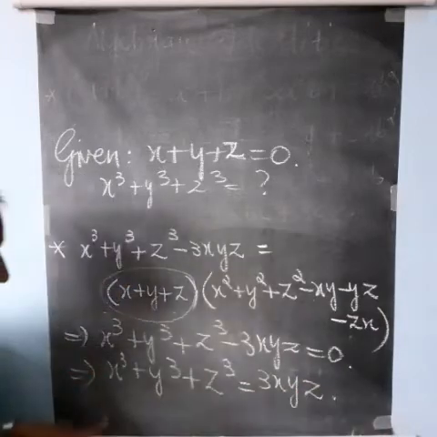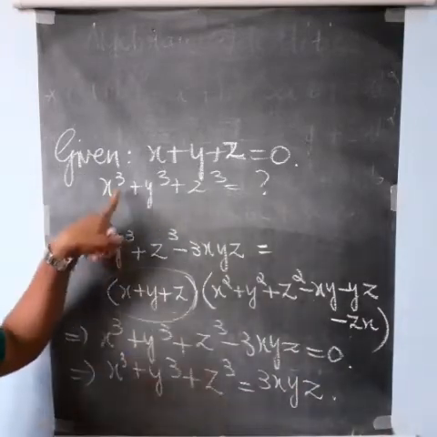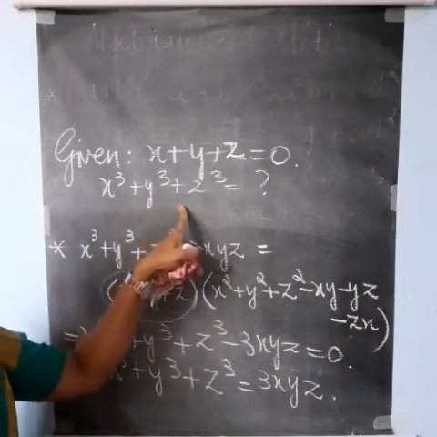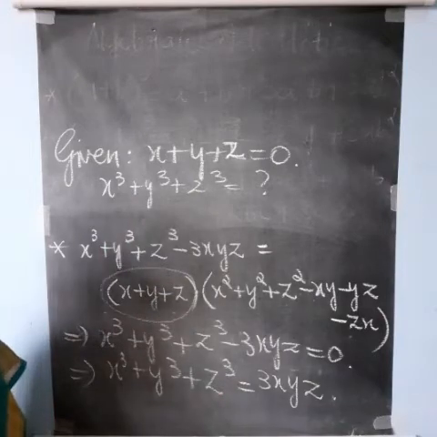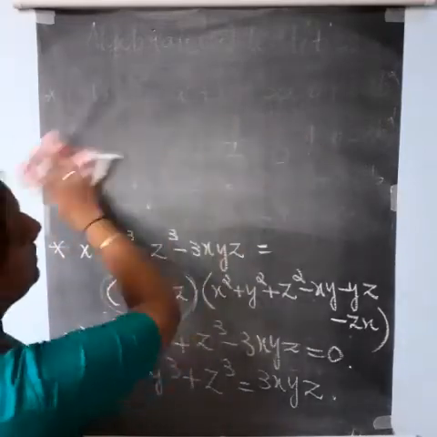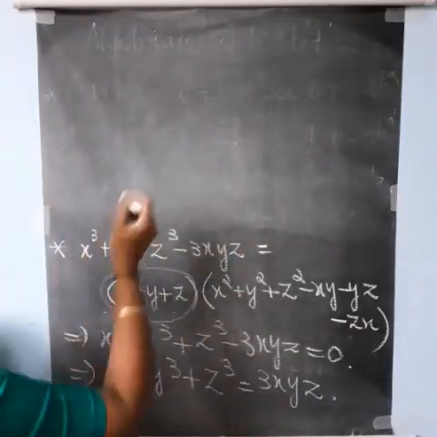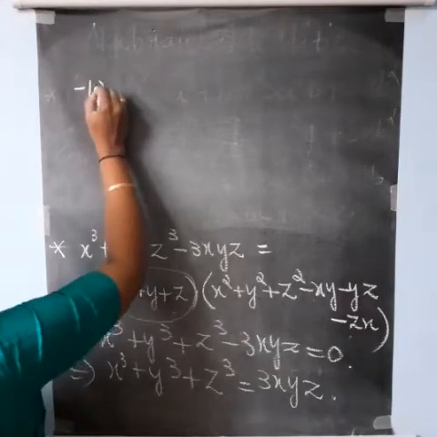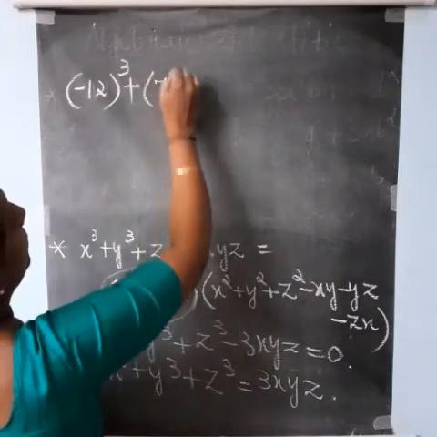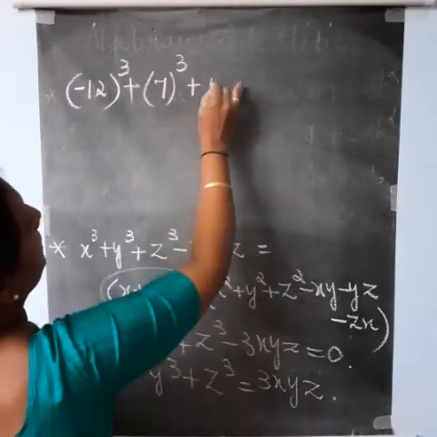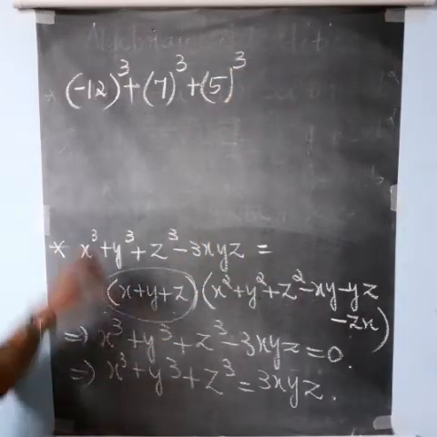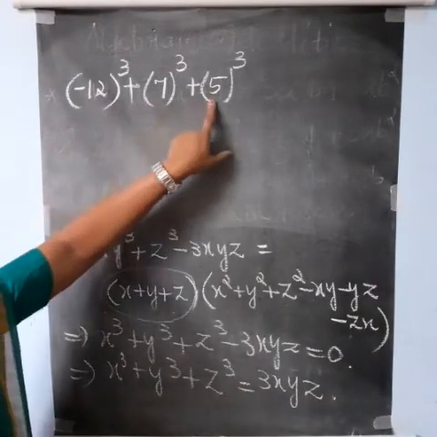3xyz. Have you understood? So if they are given x plus y plus z equal to 0 and they want you to find x cube plus y cube plus z cube, this is the answer. So this can be used even in sums. For example, they ask you to find the value of (minus 12) whole cube plus 7 whole cube plus 5 whole cube without actual multiplication. Now this is of the form x cube plus y cube plus z cube.